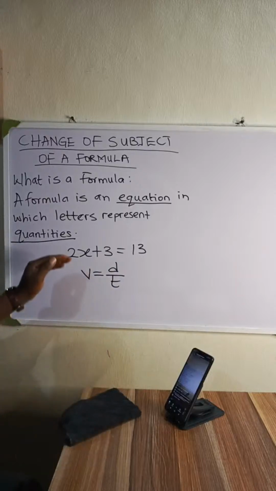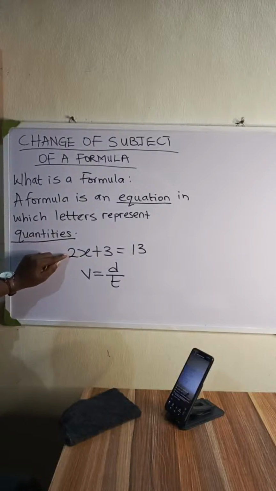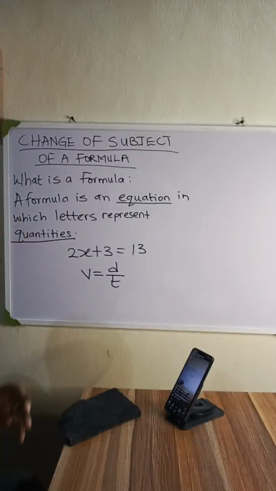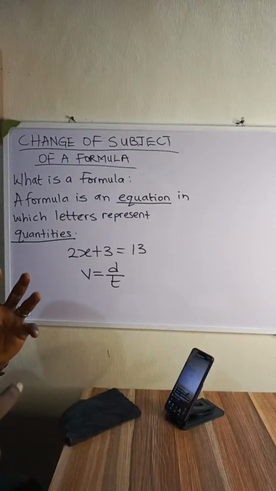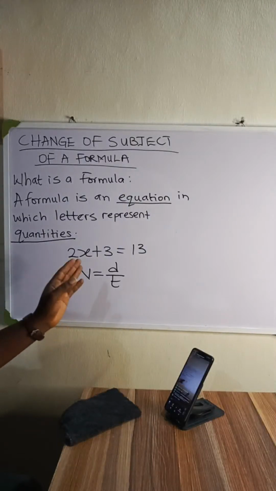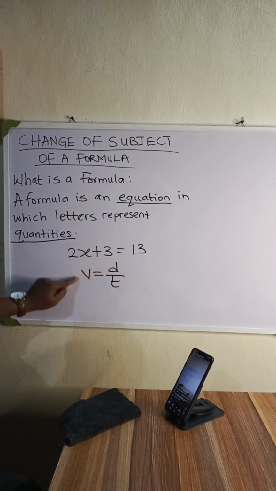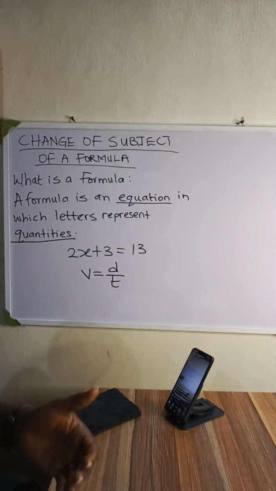right? So not all equations are formulas. This is an equation, but this is not a formula. This is an equation, and it is also a formula. Okay, so that's the first thing we need to know. And also, formulas are used to solve real life problems. So they are formulated to solve a practical problem. Okay, so if you want to calculate the velocity of an object that covers a particular distance at a particular time, we are going to use this formula to solve that. So the formula is used to solve a specific problem.